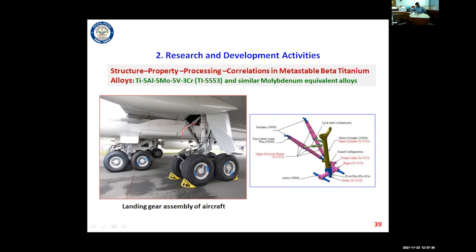If you see the clear picture here, this is the bogie beam. So in the landing gear, you have the bogie beam there. You can replace the steels even by titanium TA253, and some of these parts that I have shown here are all replaced by titanium, mainly in order to reduce the weight of the aircraft. Thereby your fuel consumption will be decreased.